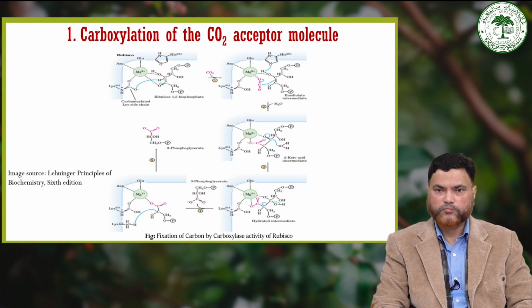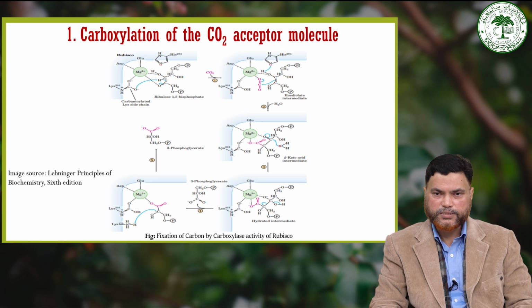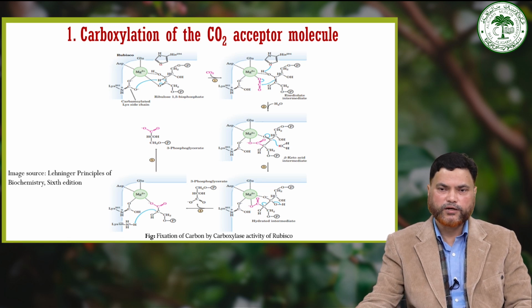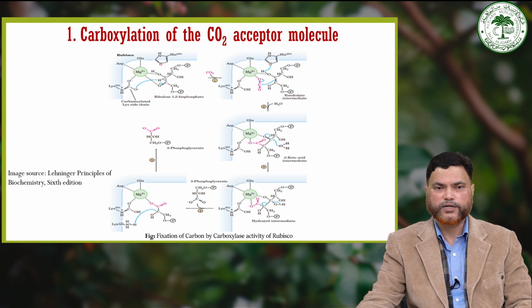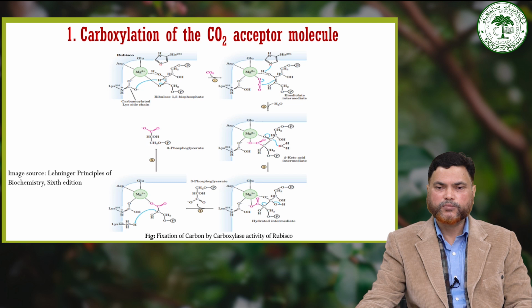Now, we will move into the detailed step of the C3 cycle, that is fixation of carbon dioxide by the acceptor molecule. So, how is carbon dioxide fixed? Basically, carbon dioxide combines with the 5 carbon acceptor molecule I just mentioned, ribulose 1,5-bisphosphate, abbreviated as RuBP, and this step is catalyzed by an enzyme called Rubisco, that is ribulose 1,5-bisphosphate carboxylase or oxygenase.